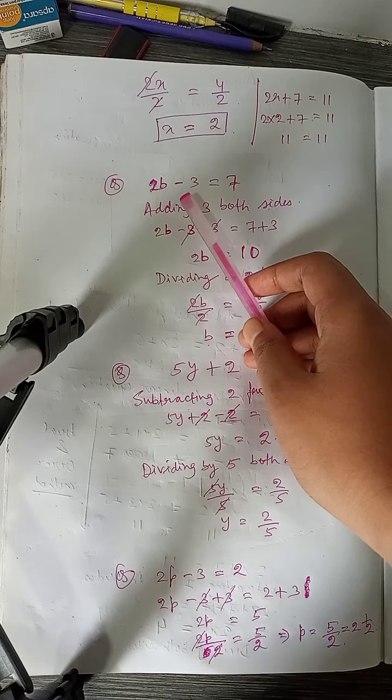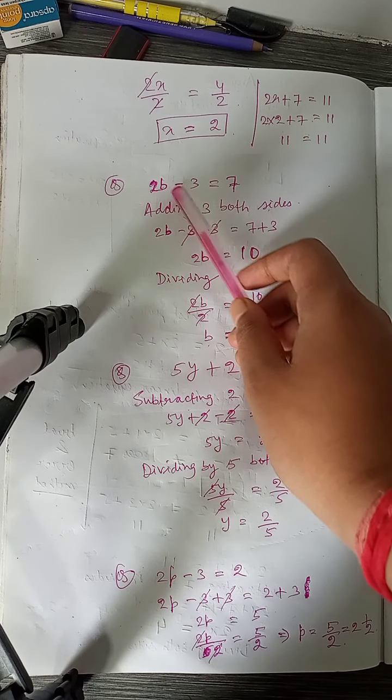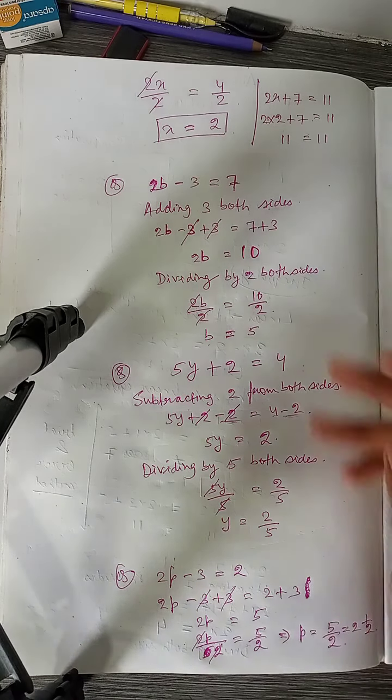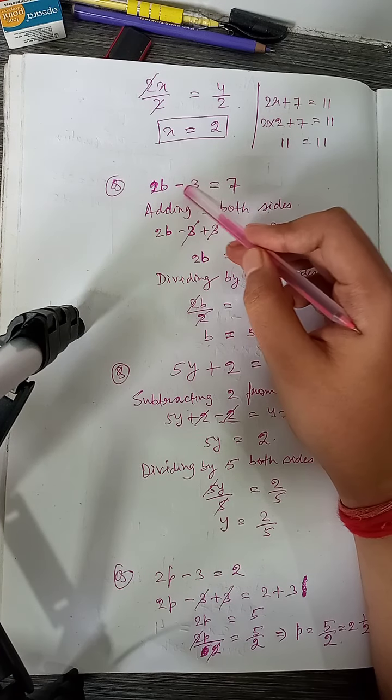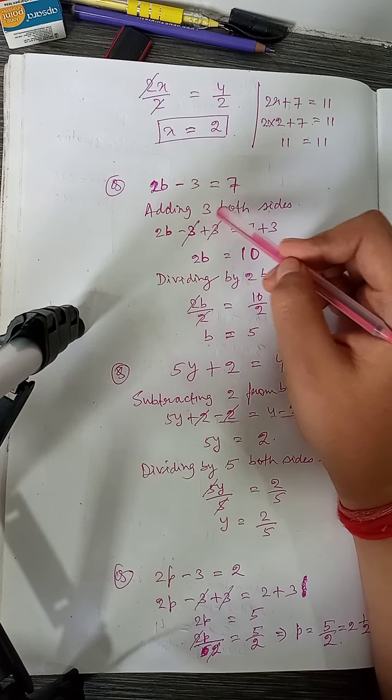Let us see one more equation. 2b minus 3 equal to 7. So first thing we need to do is to remove this 3. This 3 is in subtraction, minus 3. So you have to add 3 both the sides.